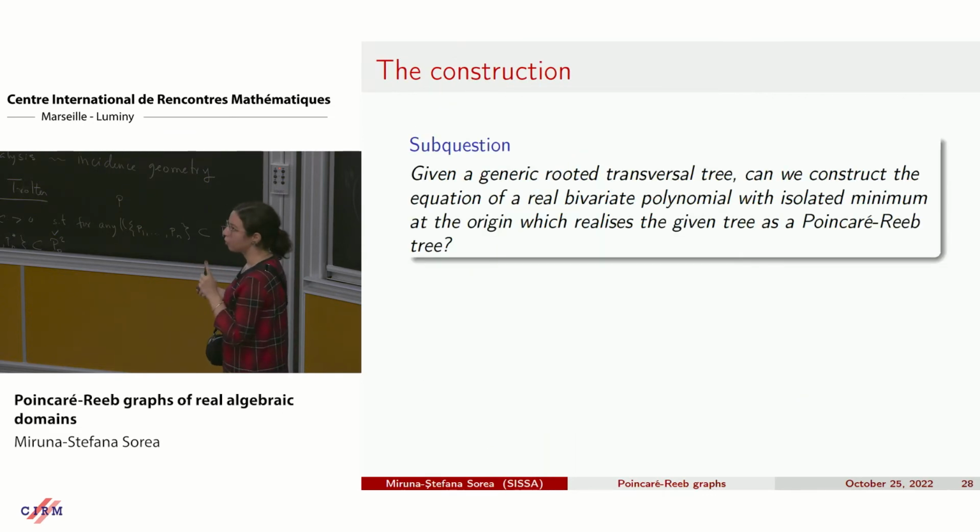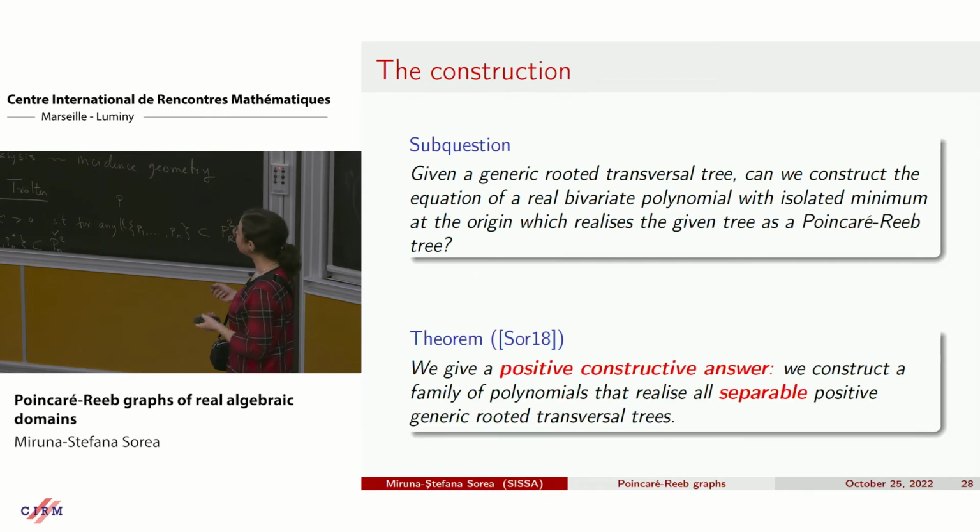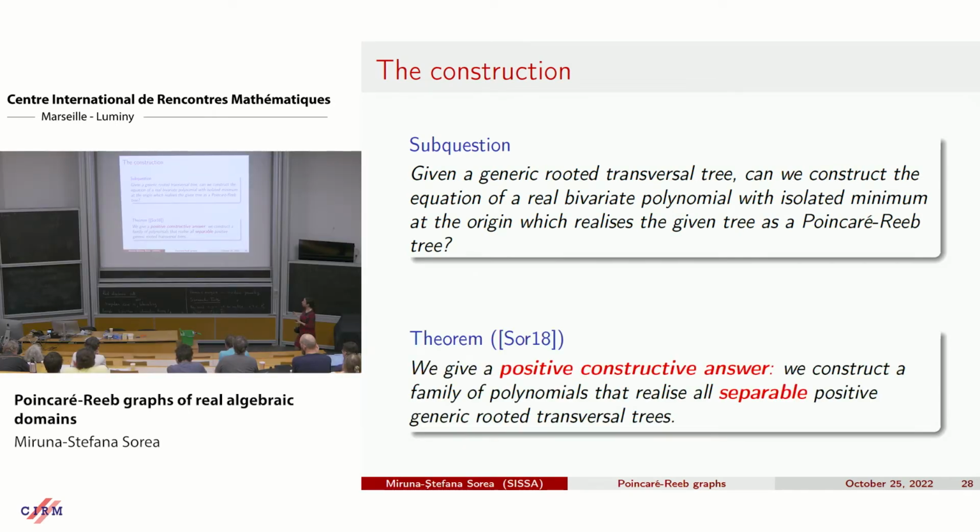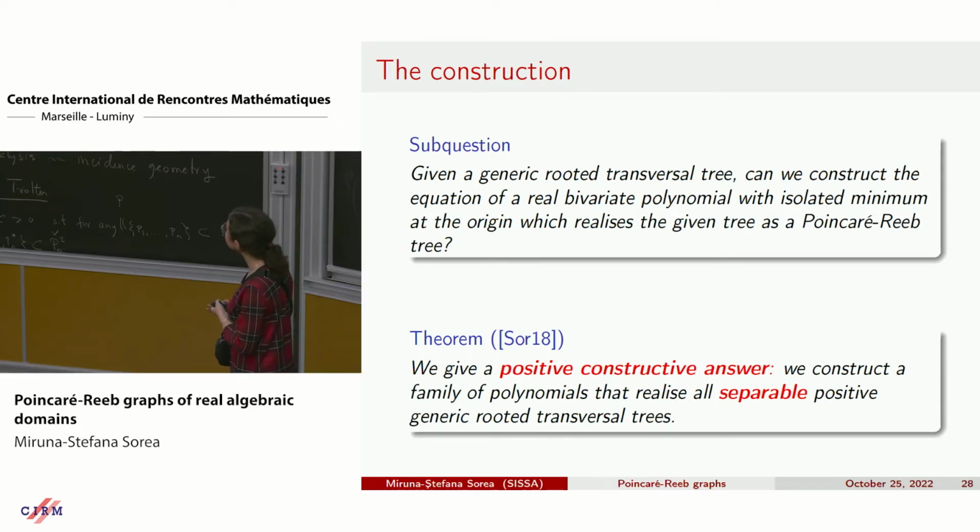I just want to recall, we want to construct, so if you give me a transversal tree, I want to construct a bivariate polynomial that has that shape near the origin. And I recall that for separable transversal trees, I gave a positive answer. So then what does it mean to be separable?